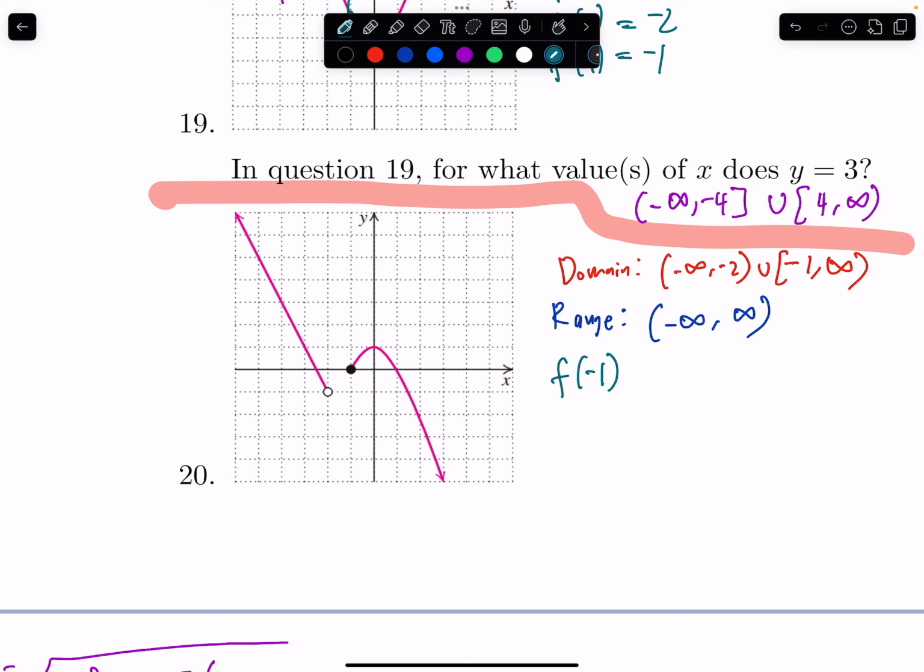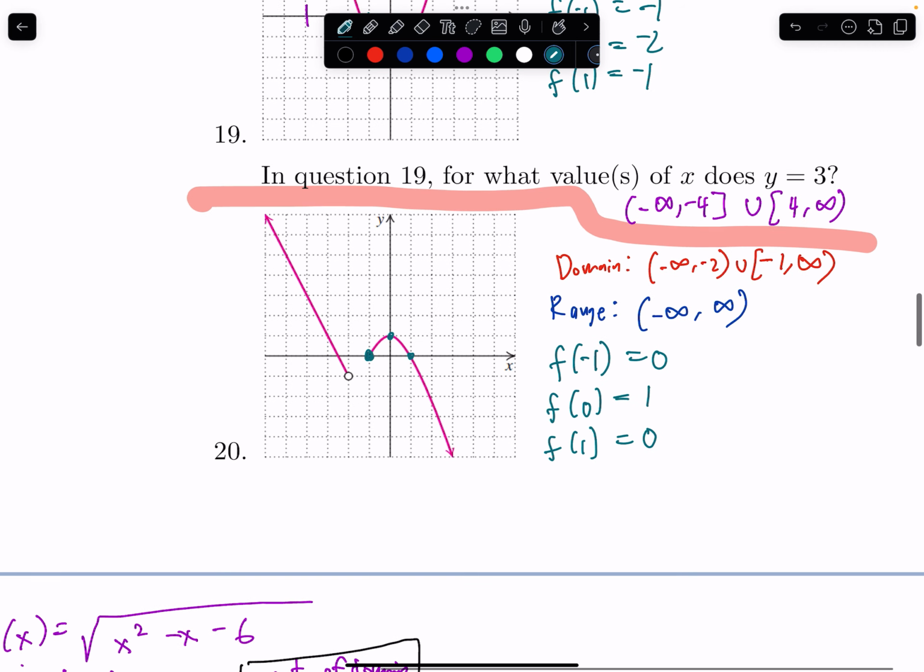Okay, let's do our 3 values and then we're out of here. At -1, we're at 0. At 0, we're here at 1. And at 1, we're here at 0 again. So there it is. Those are the 3 values.